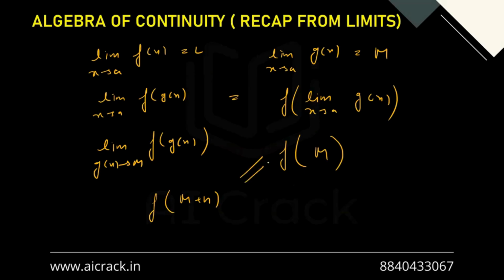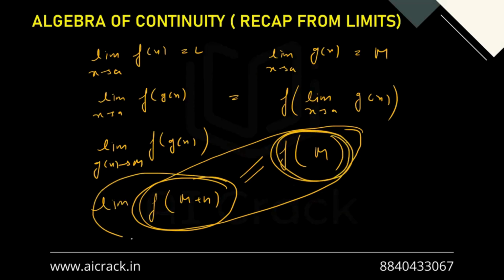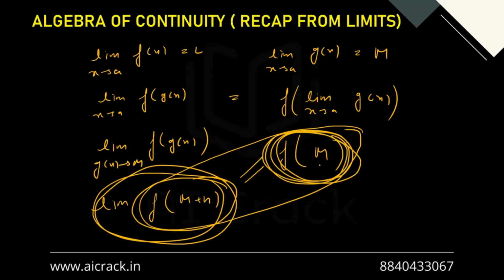Now remember the basics of continuity. These two are going to be equal only when the function is continuous, right? This is the approaching value, this is the function value, and both of them are actually equal when the function is continuous. If the function is not continuous, they won't be equal, because this side would fetch the limit value, and this side would fetch the function value. If the function is not continuous at m, in that case this might not be equal to this limit.